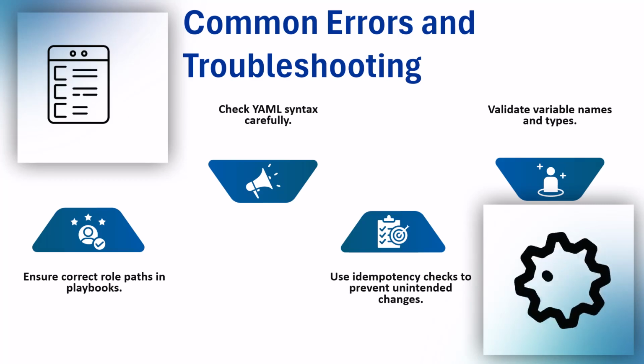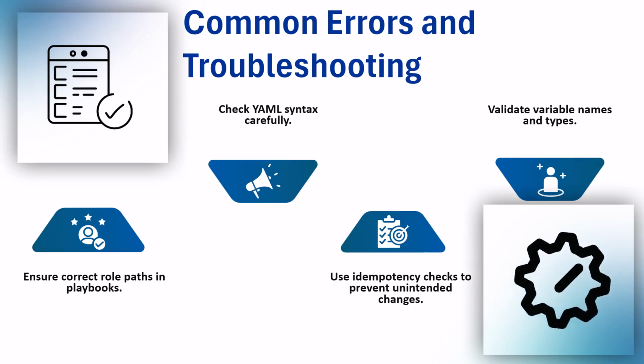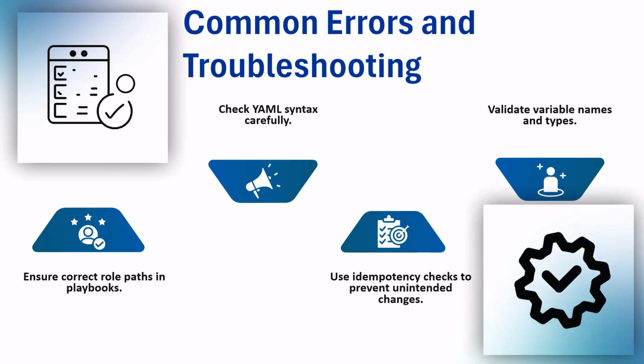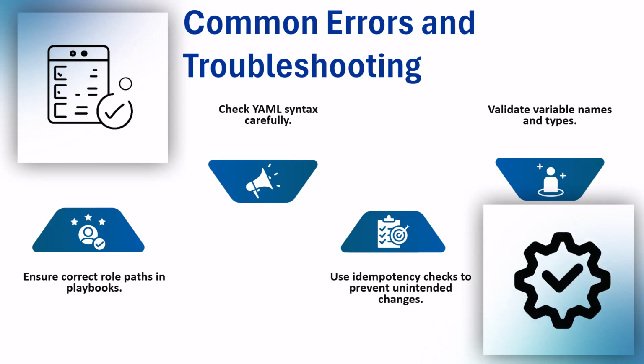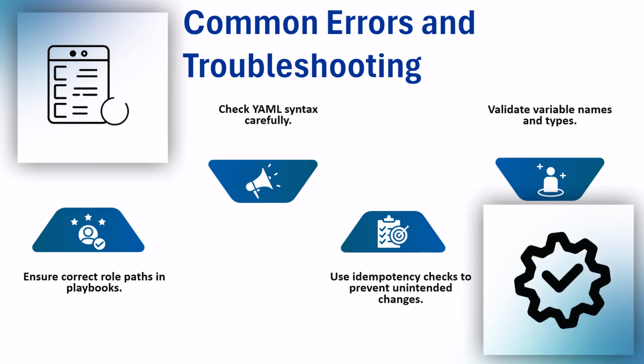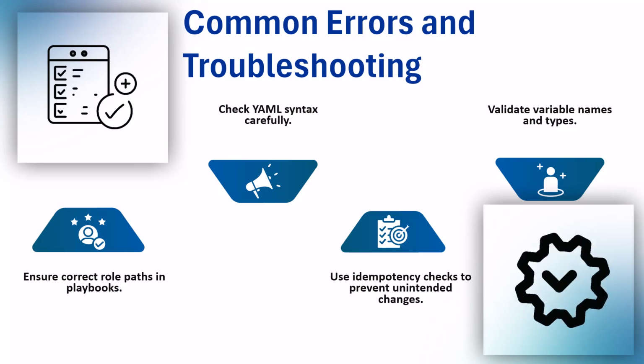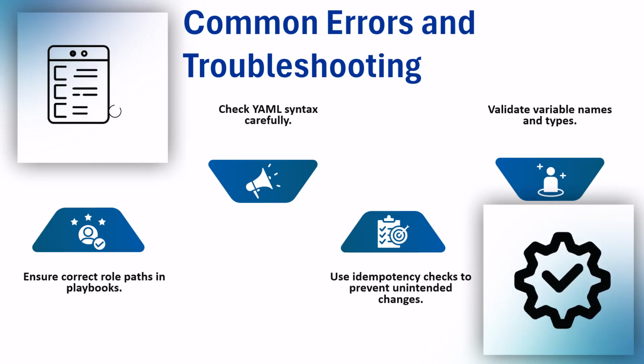Errors. The unwelcome guests at every execution party. YAML syntax mistakes are like typos in emails. Small but disastrous. Variable names must be precise, or they'll haunt you. Incorrect role paths. They'll send your tasks into oblivion. And idempotency. It's the difference between a well-behaved script and absolute chaos. Solve these, and you're the troubleshooting champ.